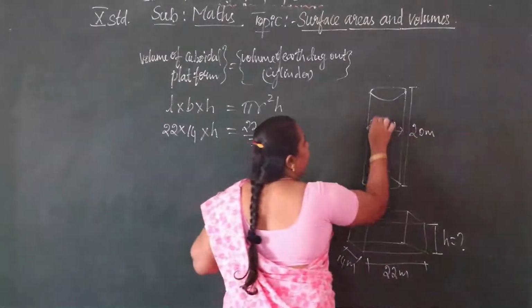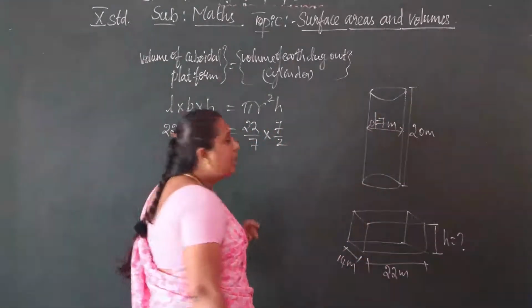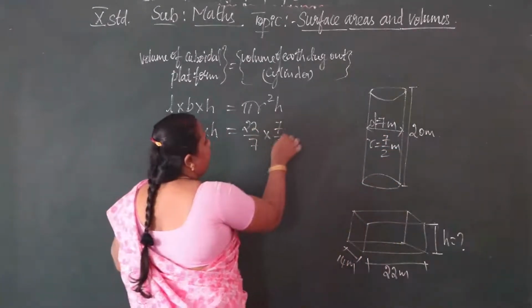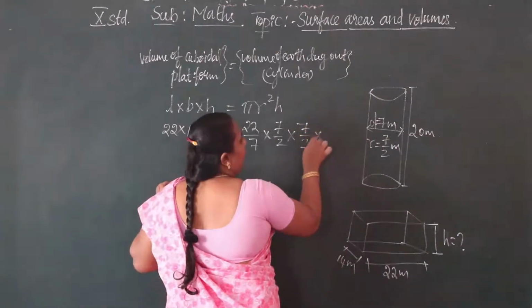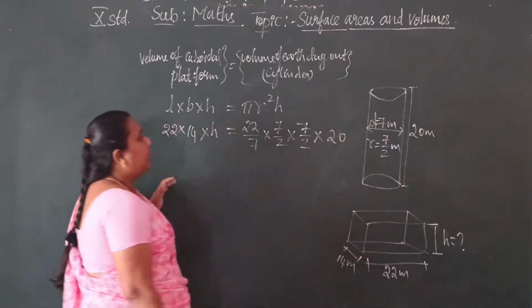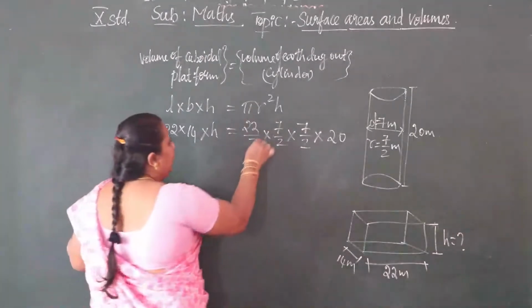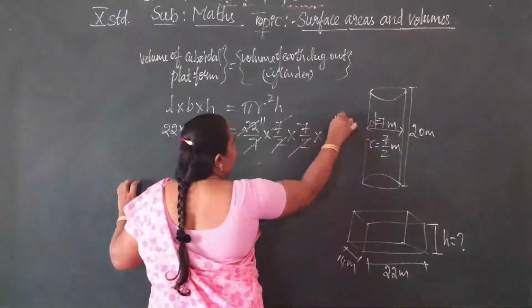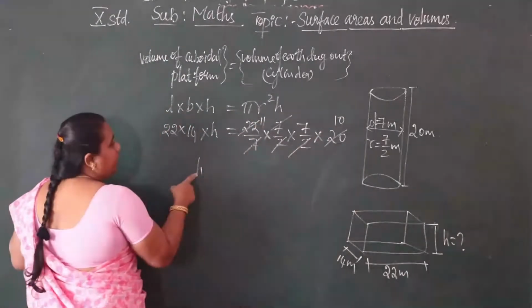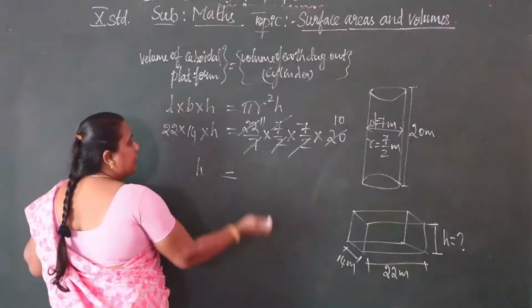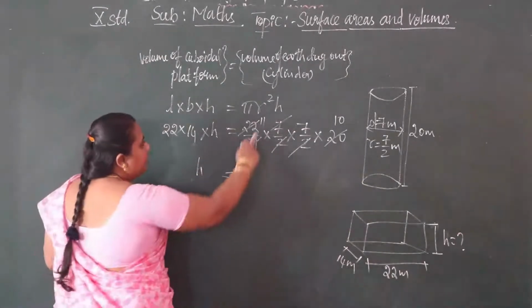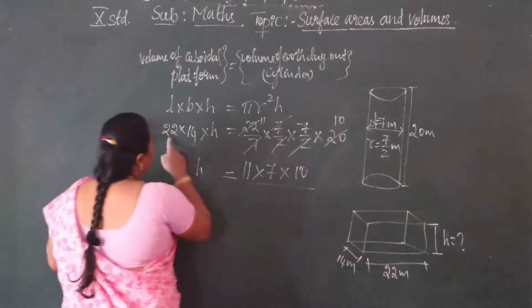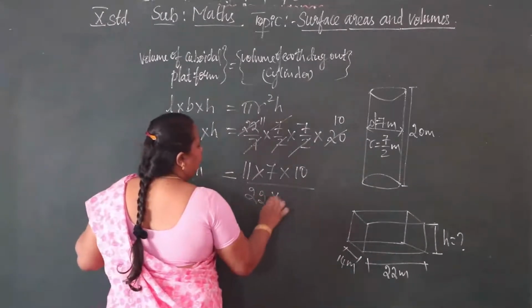See here, this is D, the diameter of the well. We have to take R equals 7 by 2 meter. So R square is 7 by 2 into 7 by 2, into 20. Here we have to cancel. 7 gets cancelled. 2 11s are 22, 2 1s are 2, 2 10s are 20. Now we have to find out H, so this 22 into 14 can be transposed to the RHS. So 11 into 7 into 10 by 22 into 14.